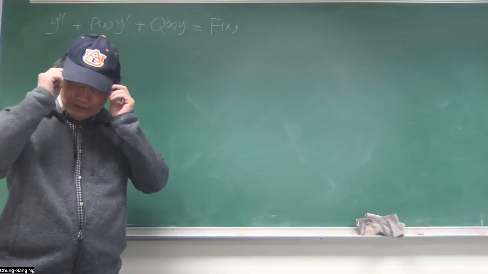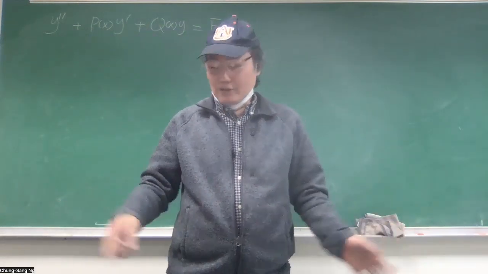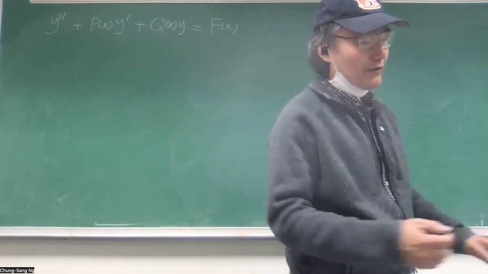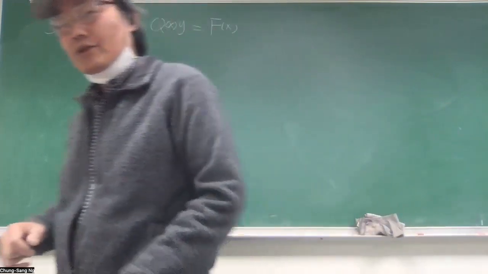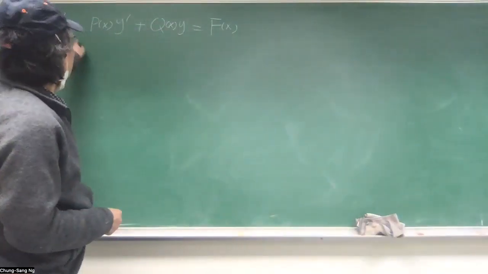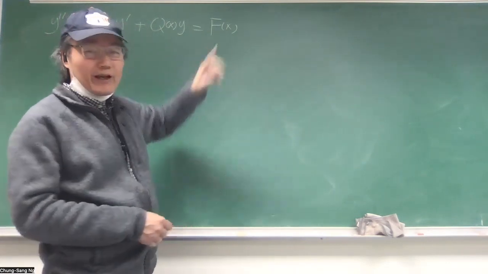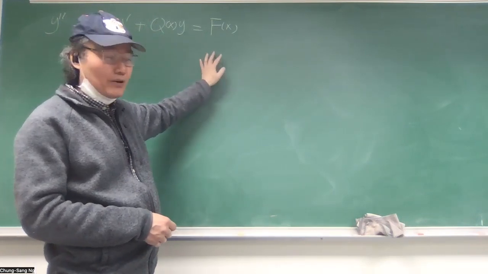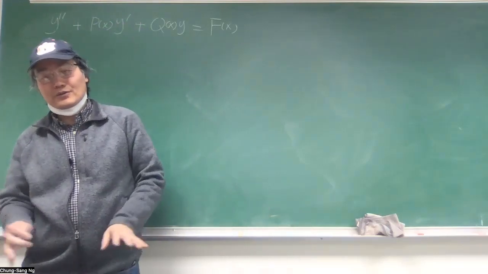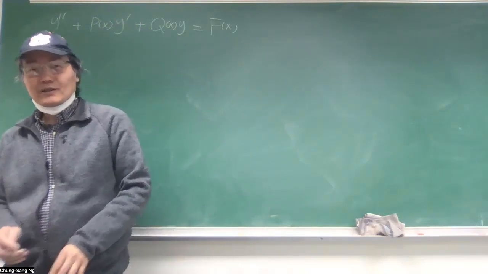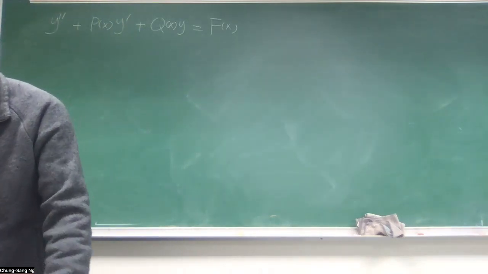What it means is that a particular solution is not unique, because whatever this y sub p is, you can add another homogeneous solution and it still satisfies the whole equation, right? Because the homogeneous part satisfies this to zero, so you can add an arbitrary homogeneous solution to your particular solution, and that would be another particular solution. So a particular solution is not unique, okay? As long as it satisfies the whole equation, that would be fine.